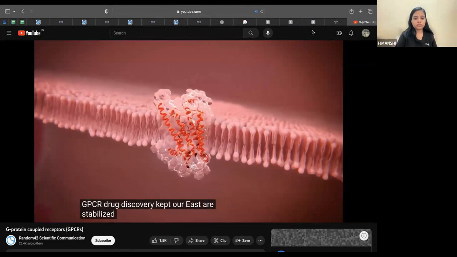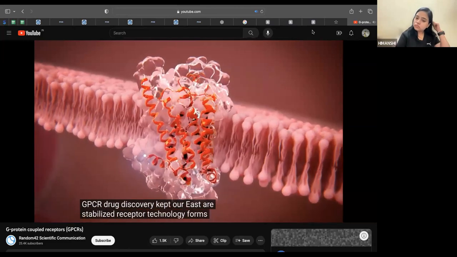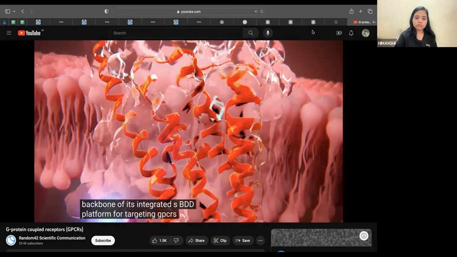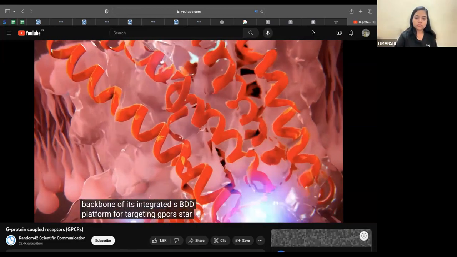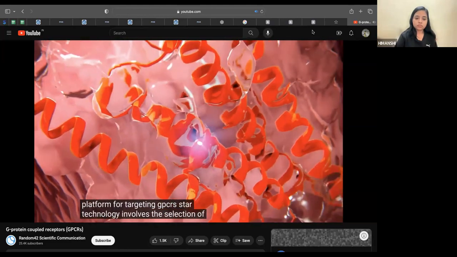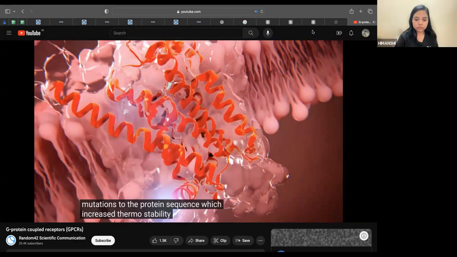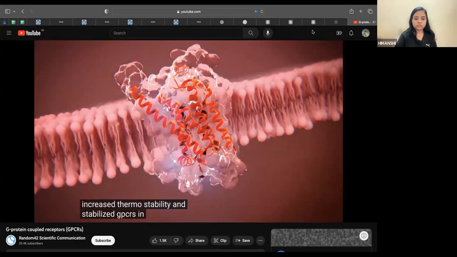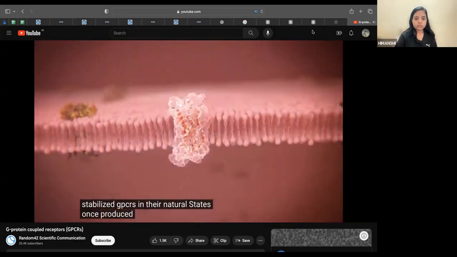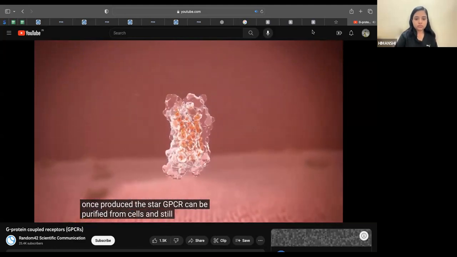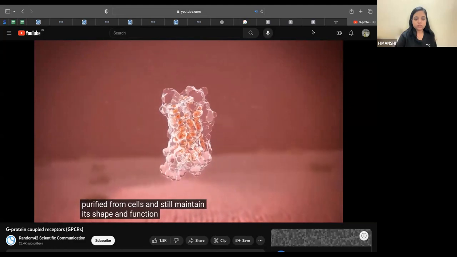Heptares STAR stabilized receptor technology forms the backbone of its integrated SBDD platform for targeting GPCRs. STAR technology involves the selection of mutations to the protein sequence, which increase thermostability and stabilize GPCRs in their natural states. Once produced, the STAR GPCR can be purified from cells and still maintain its shape and function.